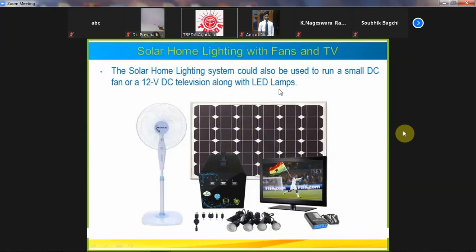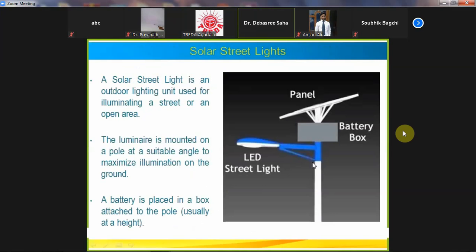Television along with LED lamps also. Nowadays LED lamps are used this way. One module is there and a battery is there, and by this battery we can connect light, television, and everything.